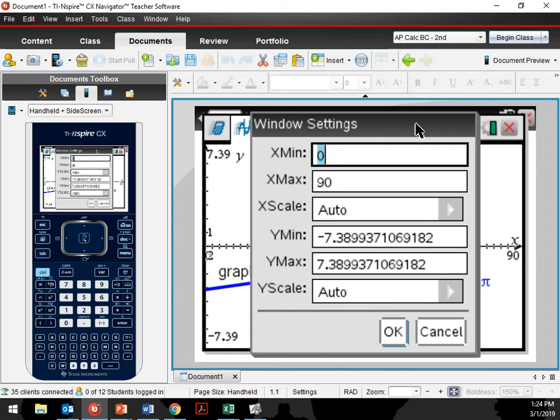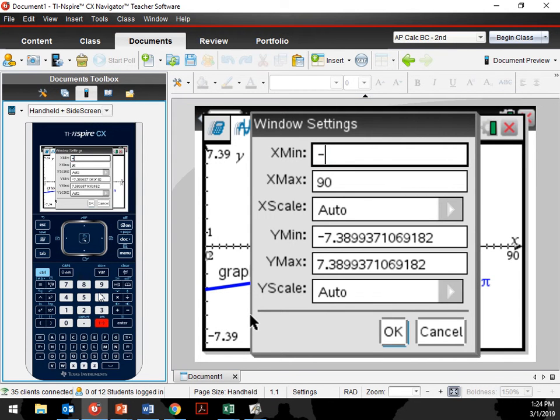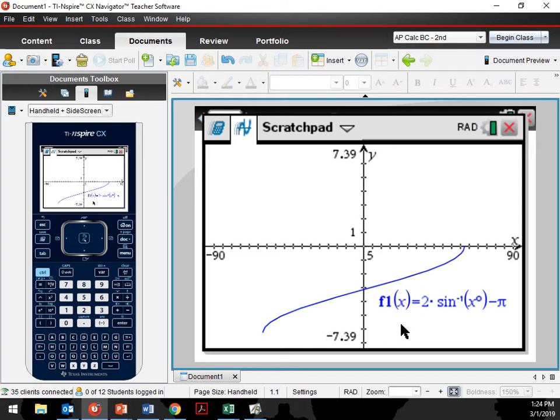Negative pi over 2 to what? But since my trick with the calculator only works in degrees, it's going to be negative what? Negative 90 to positive 90. Negative 90 to positive 90. Hit OK. Is it Y max? No, it's the top one.